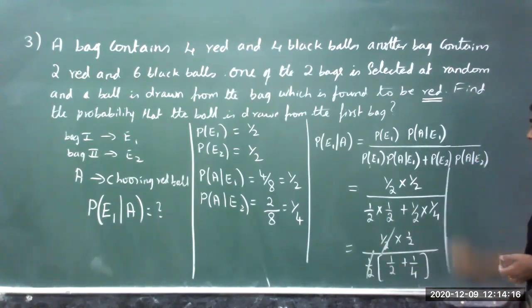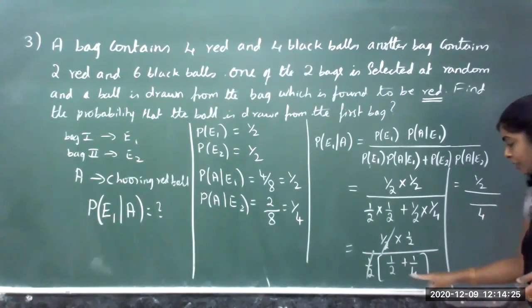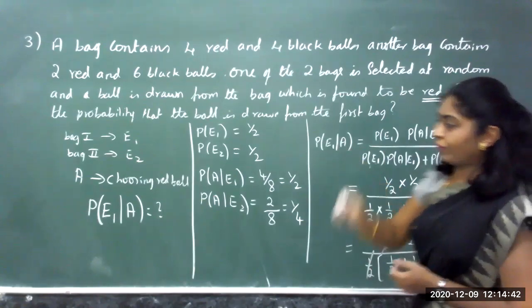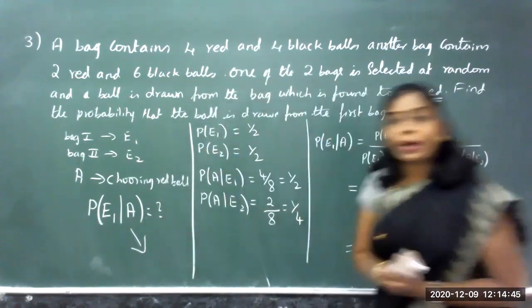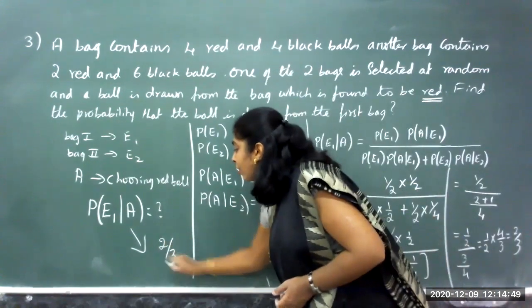This half will cancel. Half divided by 1. If I take the LCM, 4 is the LCM. Half plus 1/4, so 2 plus 1 over 4. So 1/2 divided by 3/4. 1/2 into 4/3. 2 and 4 are multiples, so I can make it 2/3. So the probability of choosing the red ball from bag 1 is 2/3.